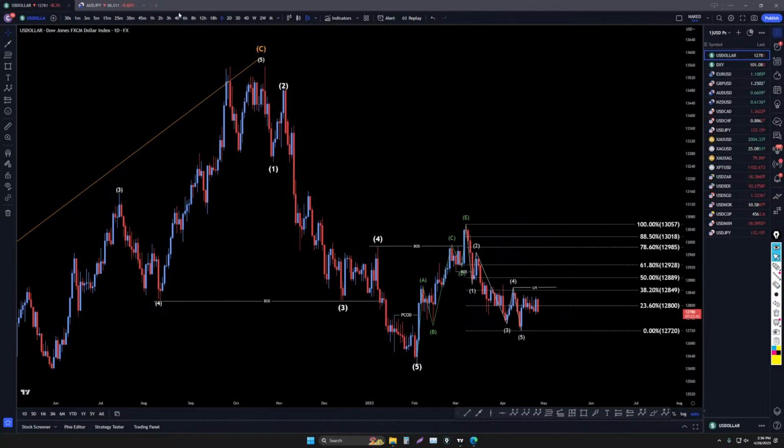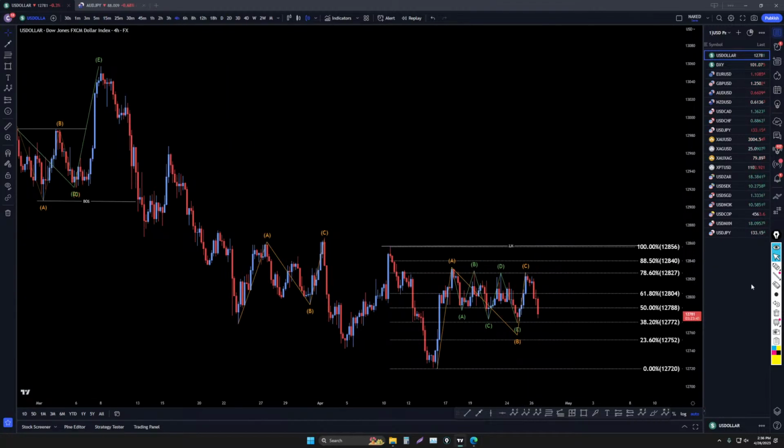So let's take it down to the 4 hour time frame. On the 4 hour time frame, it's really looking like it ended an ABC correction at the 78% Fibonacci level, which we've touched about 4 times already. This is definitely an uptrend. Looks like a wave A.